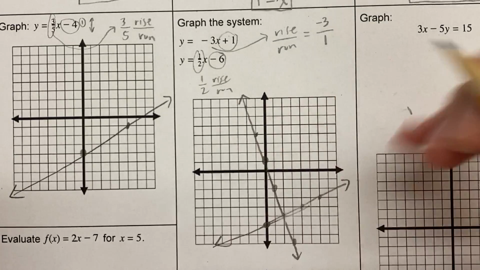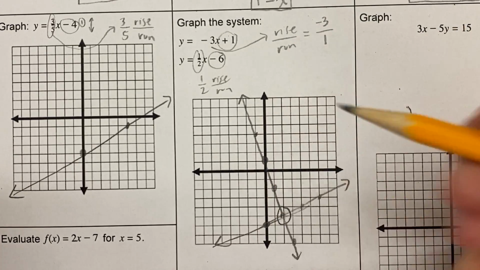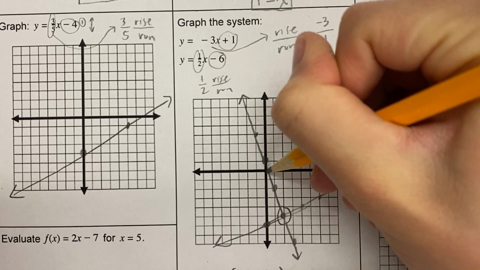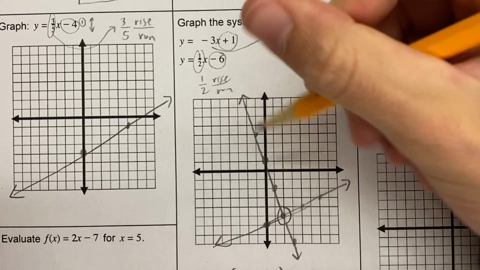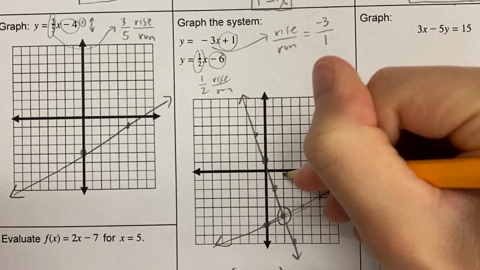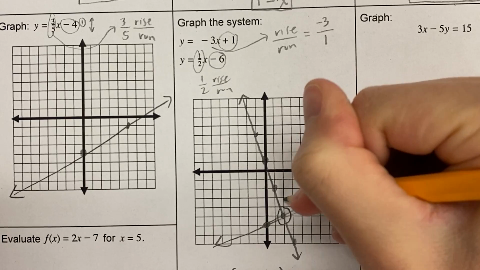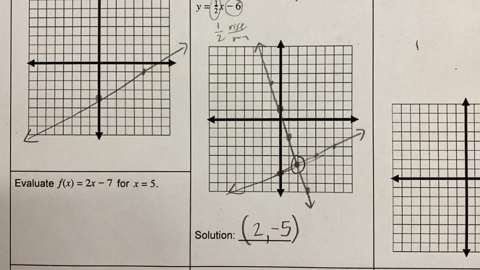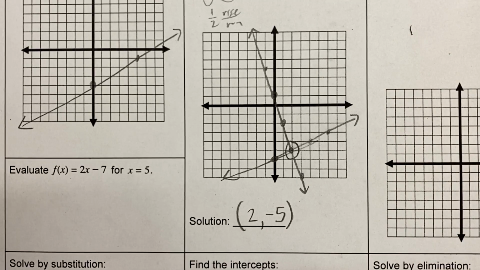Okay, and the solution is right here where they meet. So what's that solution? Remember, the way I find the solution is I start here and say, okay, what would I have to do to go right and left? So I have to go right 2, it's +2. And then down 1, 2, 3, 4, 5. Down 5 would be -5. Oh, sorry, 2 and -5. Okay.